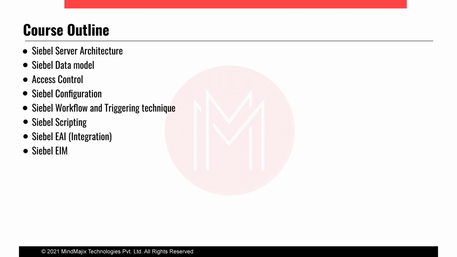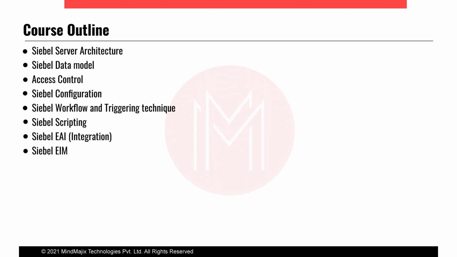The course outline. As part of this course, what are the things we will be describing? We will be explaining the Siebel server architecture. As a developer, we have to understand what exactly the server architecture is, like how Siebel works, what are the background components present in the Siebel server, who takes care of our request and response. So all those things we will be understanding. What are the objects present in the Siebel server? Those things you will be understanding as part of Siebel server architecture.